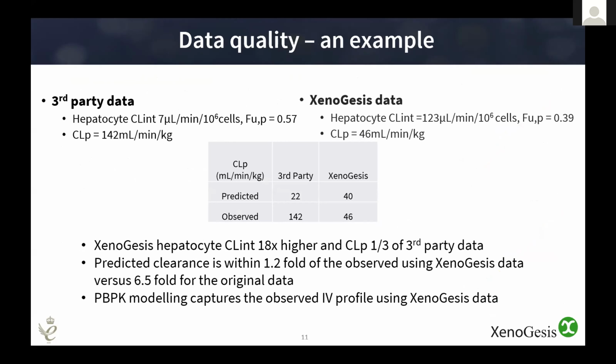So here's a real life example. A client came to us and said, actually, we've got a massive in vitro disconnect here. The intrinsic clearance in hepatocytes is very low, but it's huge clearance. So this is the left-hand side.